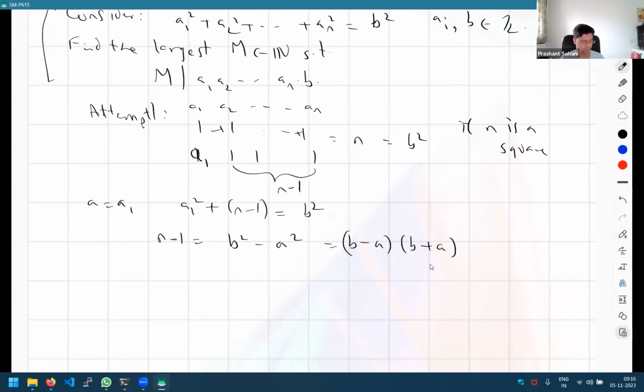Right. Okay. So one way to factorize this is of course n minus 1: b minus a is 1 and b plus a is n minus 1. In that situation, what we get is b is equal to n by 2, right? And for b equal to n by 2 to be an integer, this requires that n is even. But this is only one factorization, right? Somebody can come up with a different factorization.